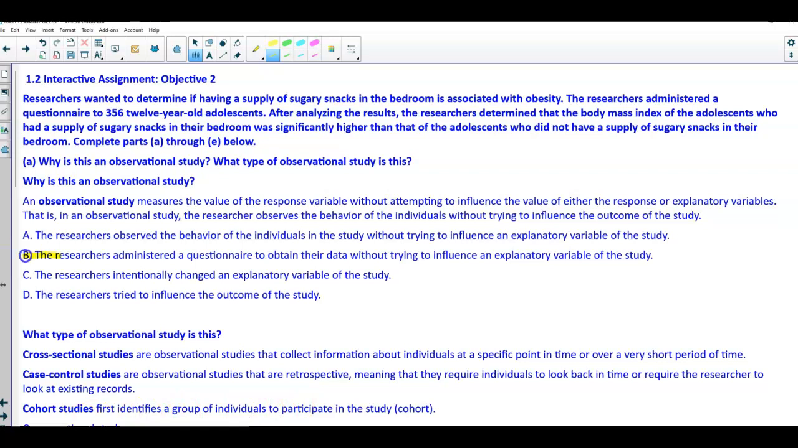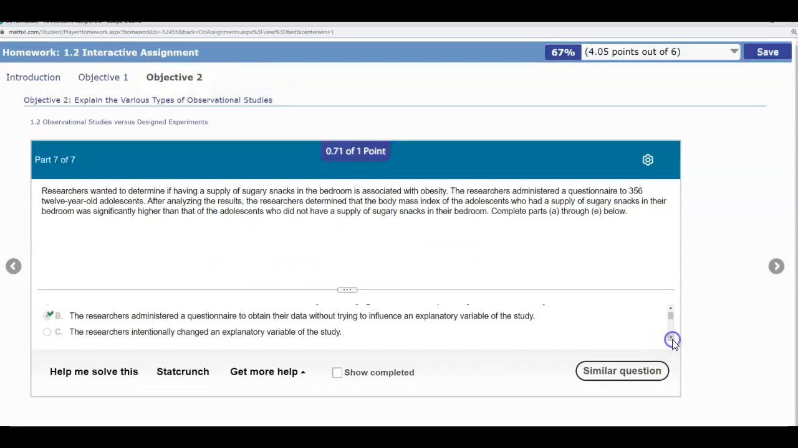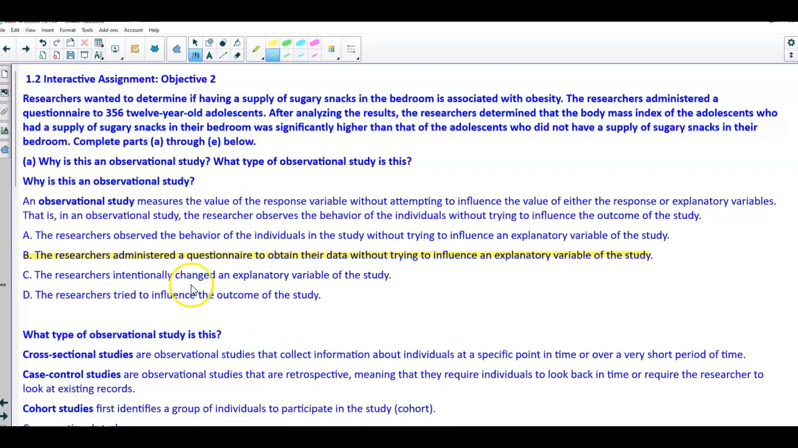So therefore, if we take a look at answer B, we will see that that is the result. It says the researchers administered a questionnaire to obtain their data without trying to influence an explanatory variable of the study. So therefore, our answer is B. Now if we take a look at the other choices, saying the researchers observed the behavior of the individual in the study without trying to influence, well, that's not correct for an observational study. The researchers intentionally changed an explanatory variable of the study, that's not correct. And the researchers tried to influence the outcome of the study, and that's not correct. So the answer is B.